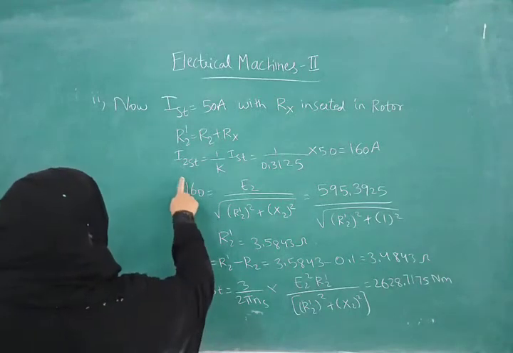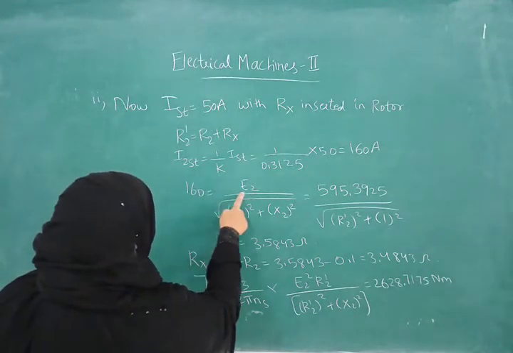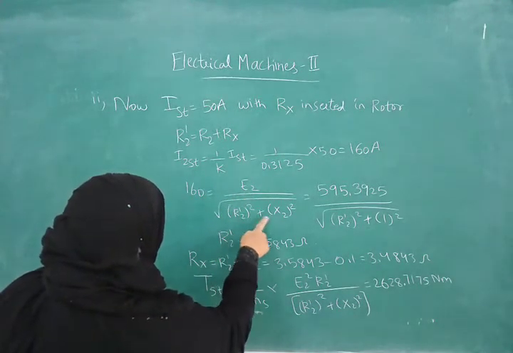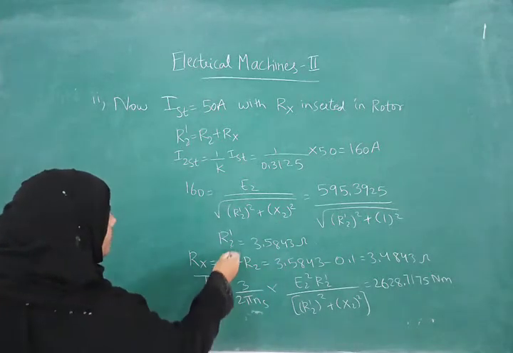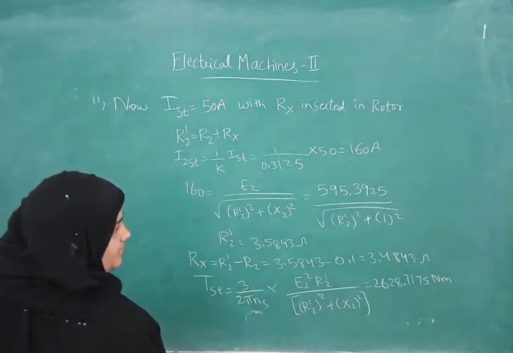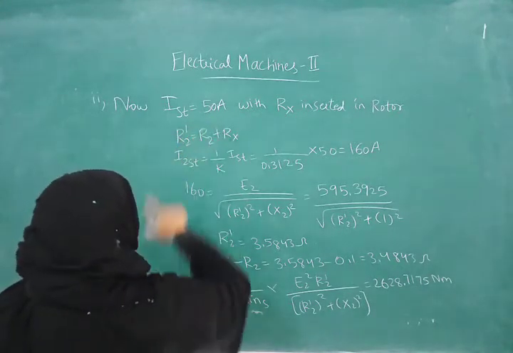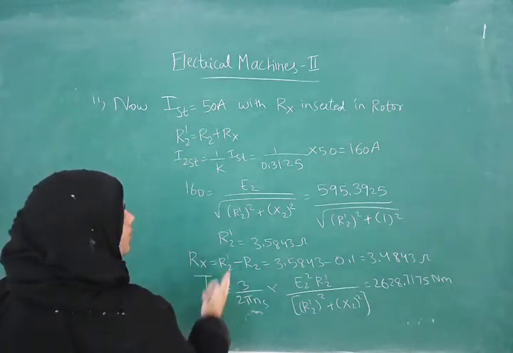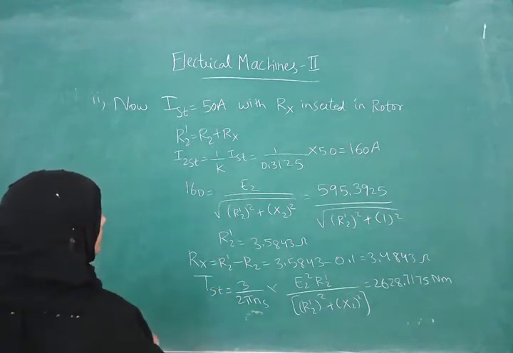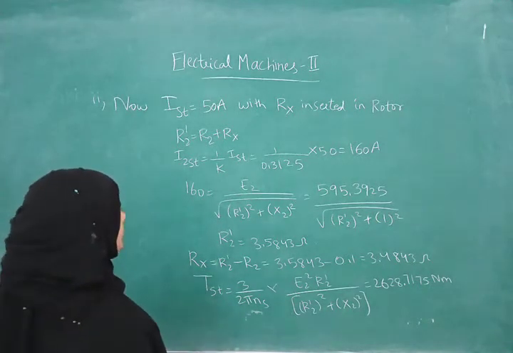So this I2 starting will be equal to what? E2 by root of R2 dash square plus X2 square. So what we have to find out? This resistance value, what will be inserted at the starting current of 50 amps. At 50 amps, what is the resistance inserted? We have to find out that first. Then we will find out the value of starting torque.